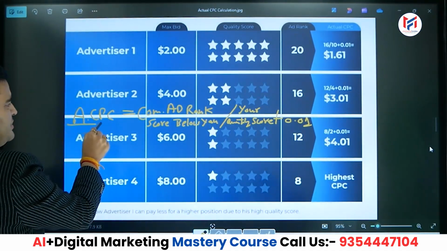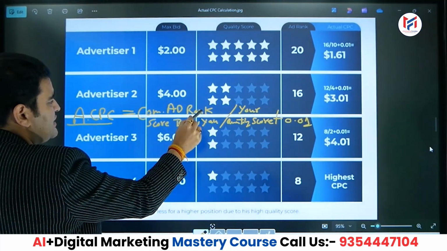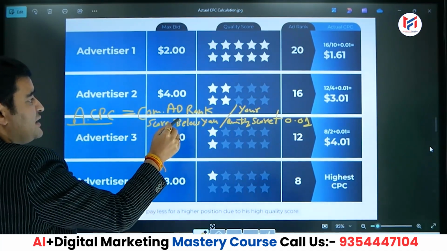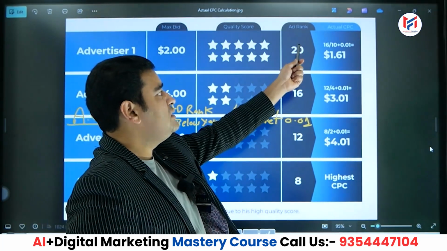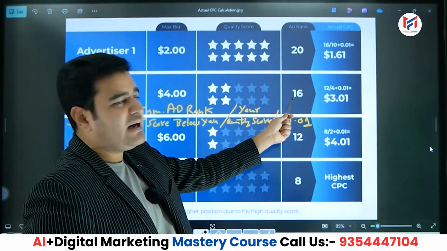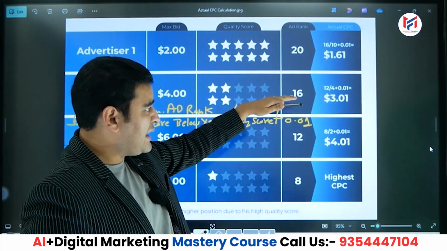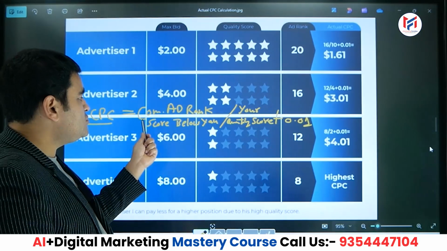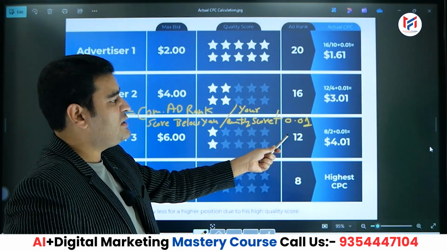So look, in the actual CPC, how is it calculated? First is the competitor's ad rank. It is the ad rank of your specific competitor, and this competitor's ad rank is lower than yours. For example, let's say this ad rank is 16, and this ad rank is yours, it's 16. The ad rank of 12 is also there, and there is 8 also, but the one below your rank is 12. So the competitor ad rank score below you, meaning if your ad rank score is 16, then the competitor below you is 12, right?